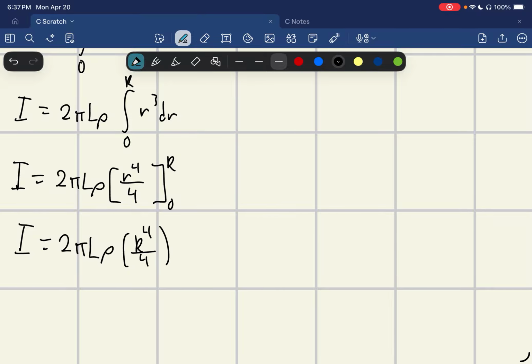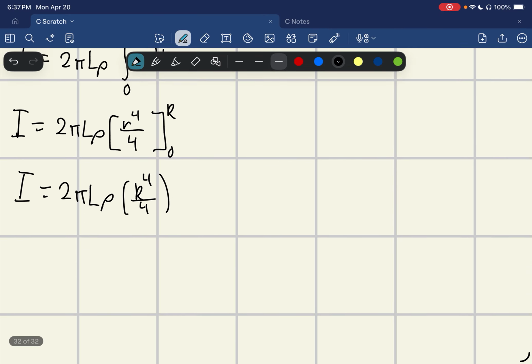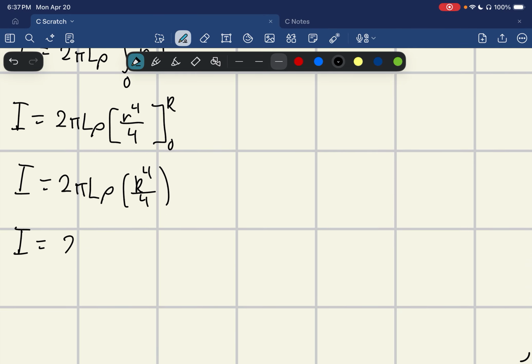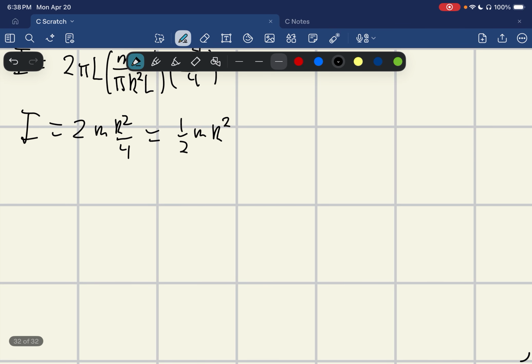And then here, we can replace rho with what we found earlier, which is m all over pi r squared L. So I is equal to 2 pi L times m all over pi r squared L, times R to the 4th over 4. And this would simplify to be equal to 2 m r squared over 4, which will further simplify to 1/2 m r squared. Okay.